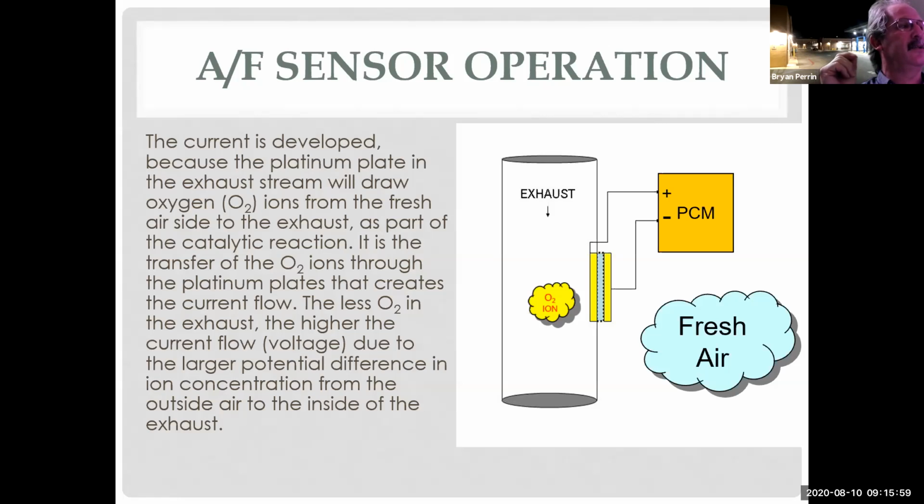As they transfer O2 ions through the platinum plates, it creates current flow. The less O2 in the exhaust, the higher the current flow, the higher voltage is generated, due to the larger potential difference in ion concentration from the outside air to the inside air of the exhaust.